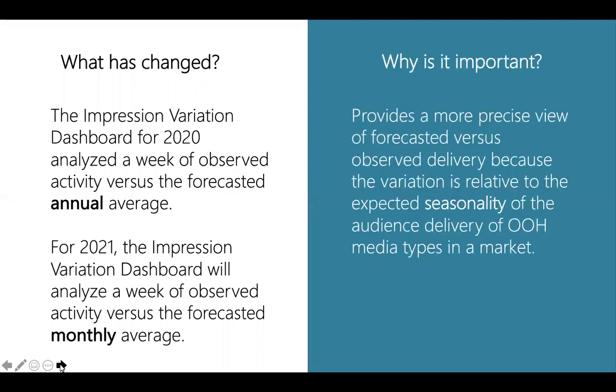So why is that important? Well, it's going to provide a much more precise view of forecasted versus observed delivery, because the variation is relative to the expected monthly seasonal delivery of audience as opposed to an annual, and that's going to reflect the media types in the market itself. So that's going to be a good thing.